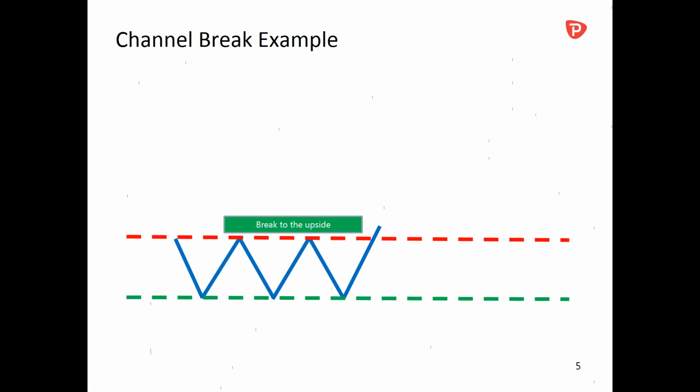So here we have a very typical kind of looking channel. We can see the resistance point up the top here with multiple touches, and we can see the support point down the bottom here. And we can see that it's broken to the upside. Now, to confirm this break, let's say this was a daily chart, we would want a daily candle to actually break and close above the previous highs. And that break would give us the buy confirmation.